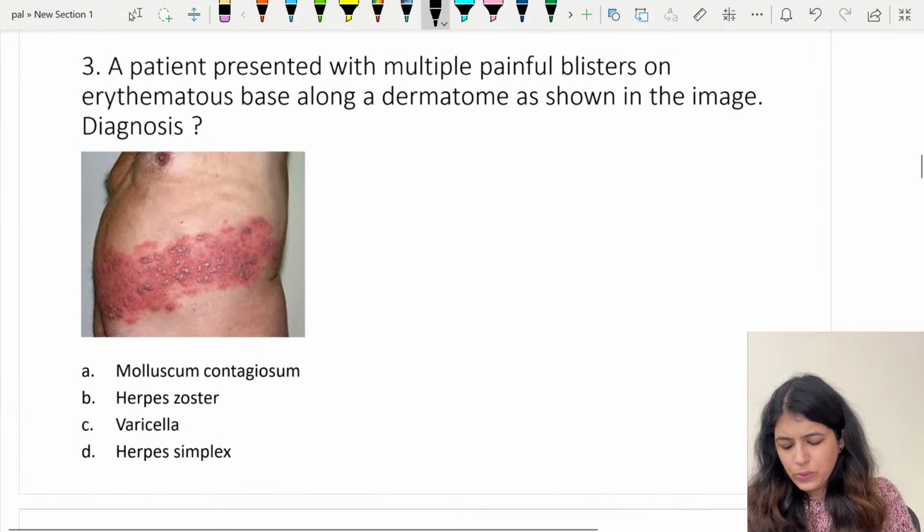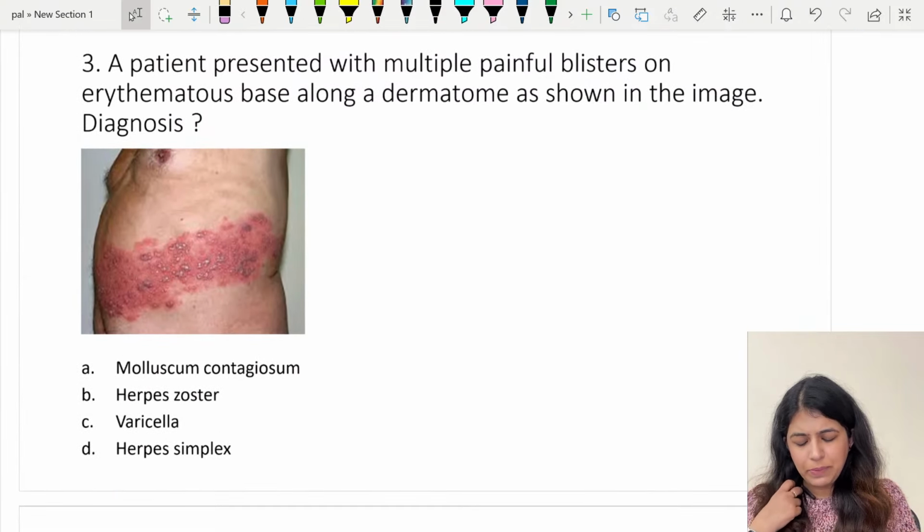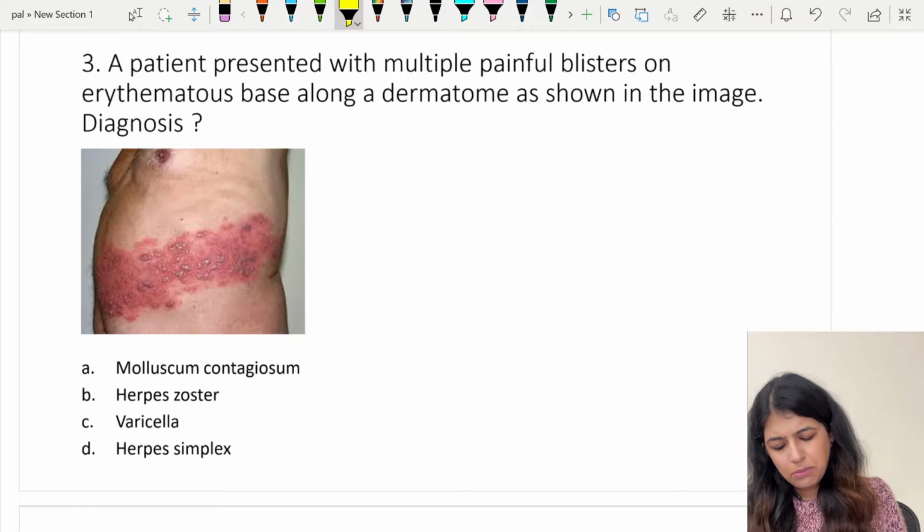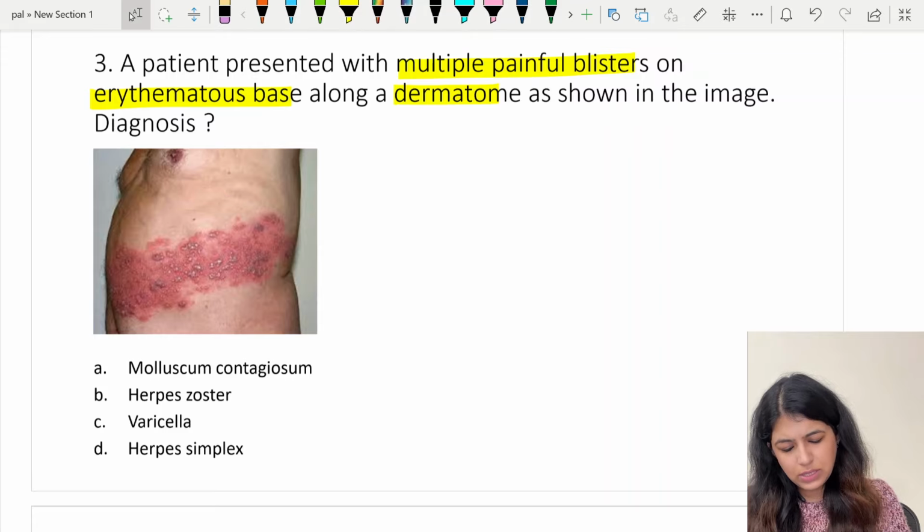Now, coming to question number 3. A patient presents with multiple painful blisters on erythematous base along a dermatome as shown in the image.